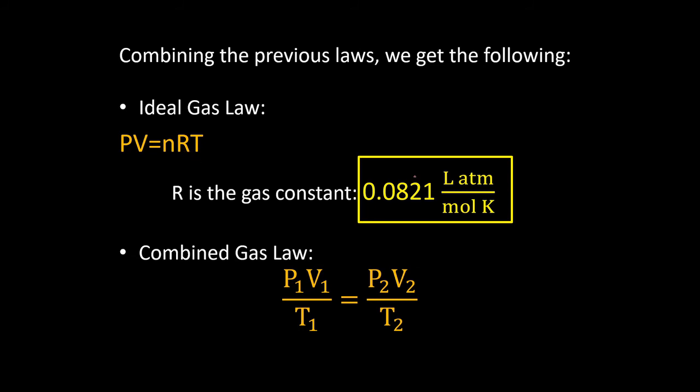But the value for this constant is shown right here. It is 0.0821 liters times atmospheres divided by mole K. And that's not "molk," that is moles times Kelvin. So there really should be kind of a dot there to show that those are multiplied together. So liter atmospheres per mole K.